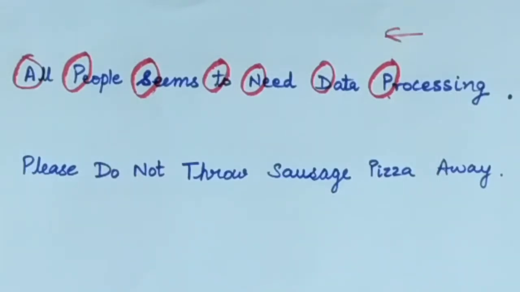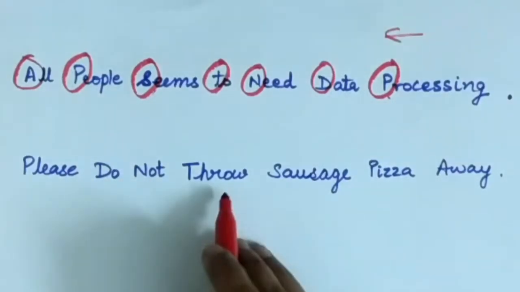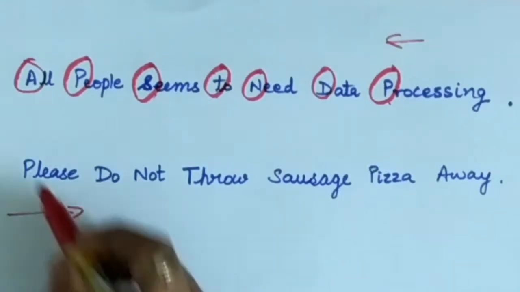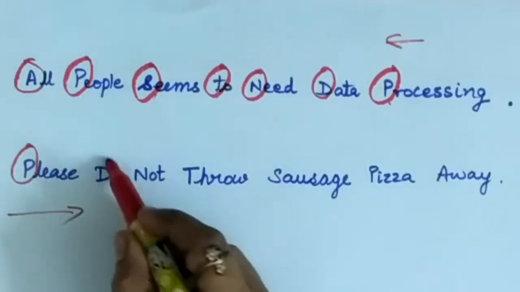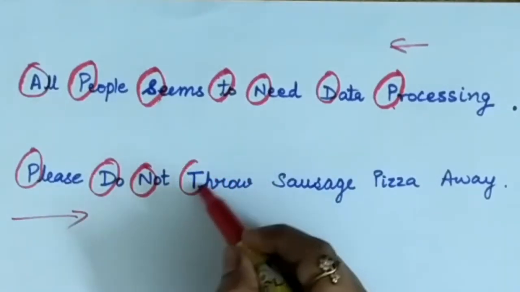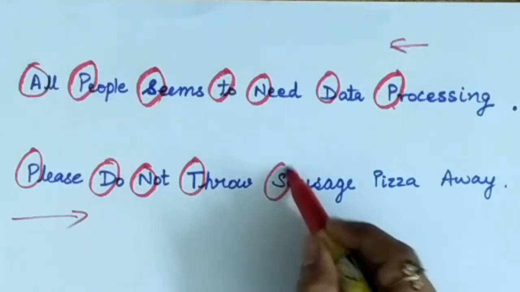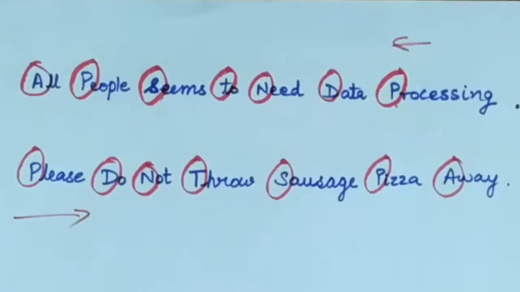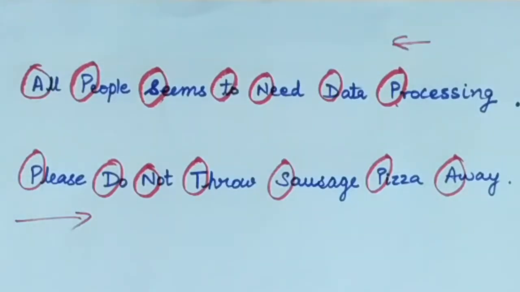The other sentence is: Please Do Not Throw Sausage Pizza Away. Read it this way: physical layer, data link layer, network layer, transport layer, session layer, presentation layer, and the application layer. So these two sentences are there just to memorize the order of the layers.